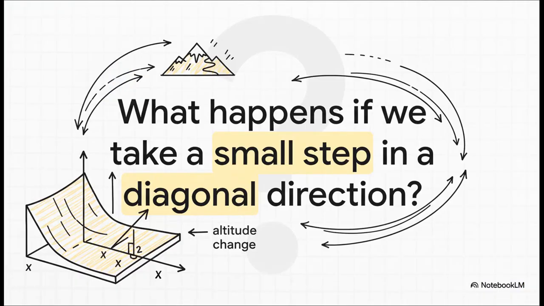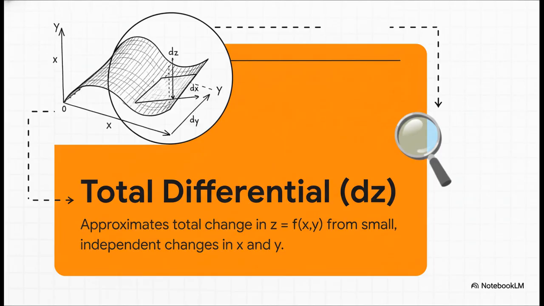This is exactly the question the total differential is built to answer. If I take a tiny step that moves me a little bit in the x direction and a little bit in the y direction, how much does my altitude actually change? So the total differential gives us an approximation of this total change. The way it works is by assuming that for a really, really tiny step, the curved surface of our mountain is basically a flat, tilted plane. It just calculates the change based on that simple plane.